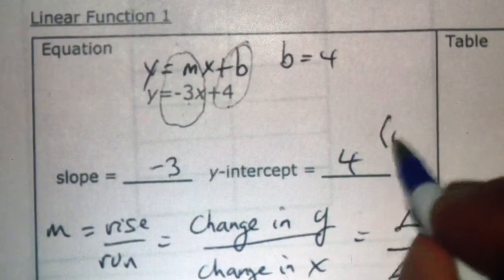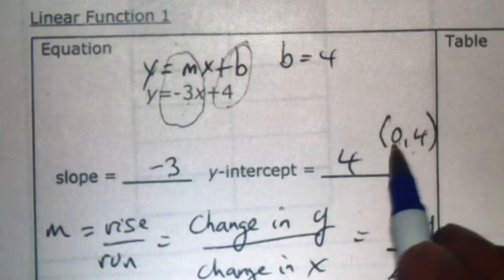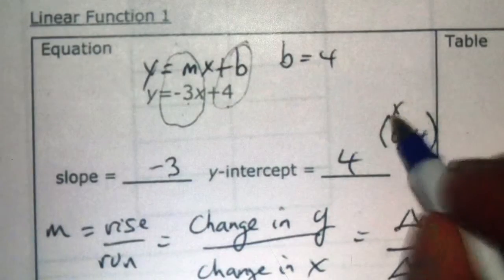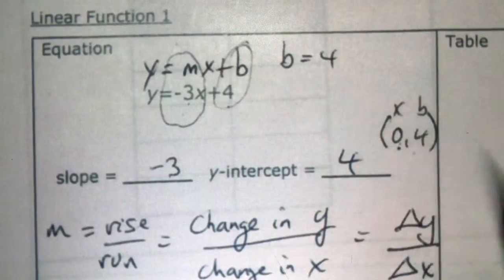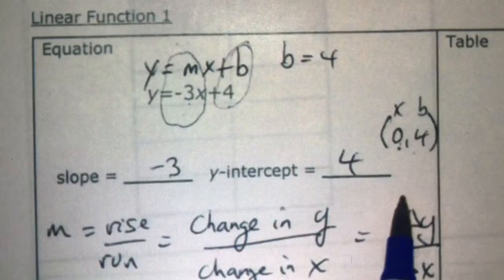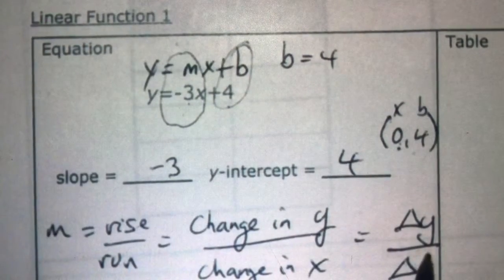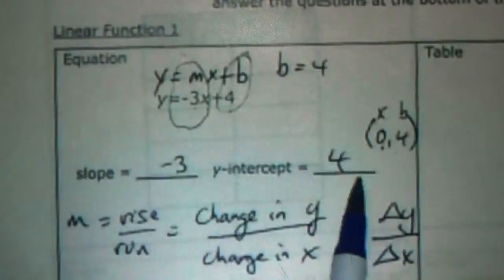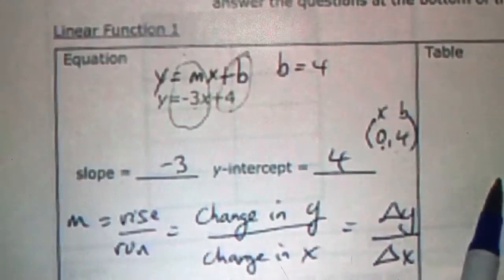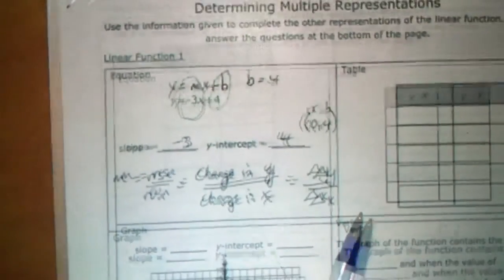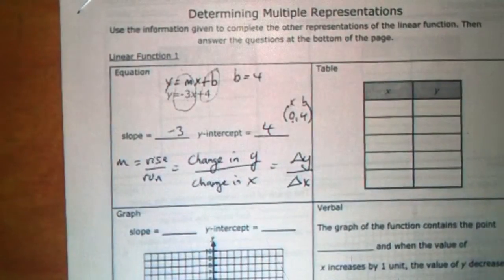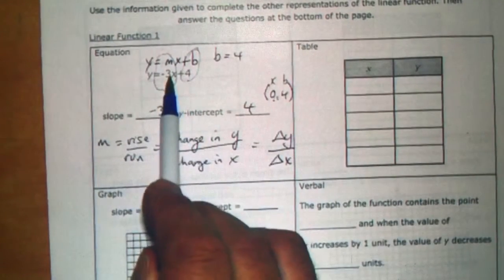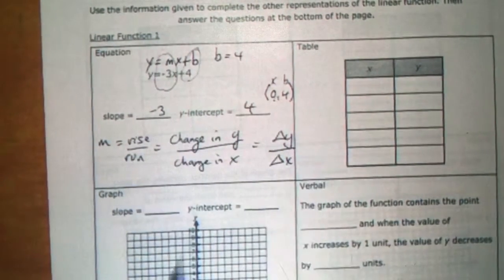It's also written as an ordered pair (0, 4), with the x-coordinate being 0 and the y-coordinate being 4, where x is that and b is that, 4. Now, how does that work when we're looking at a table? In graphing equations, you need to be able to go from an equation to a table and then also to a graph, and vice versa. So these three things work together: an equation, a table, and a graph.